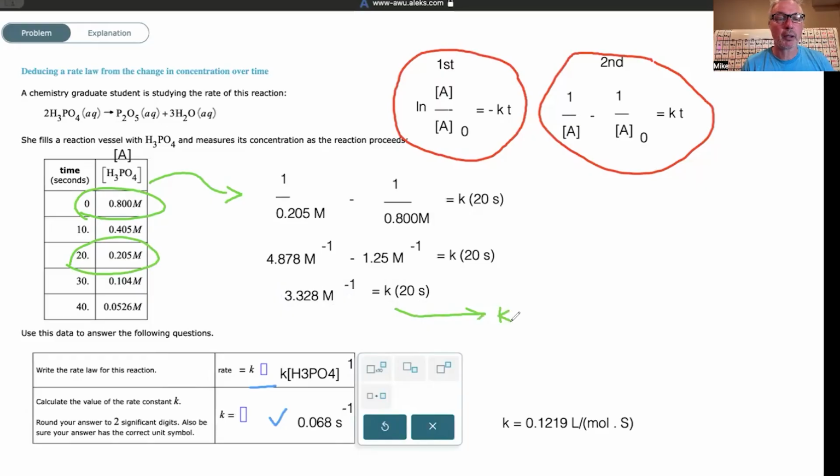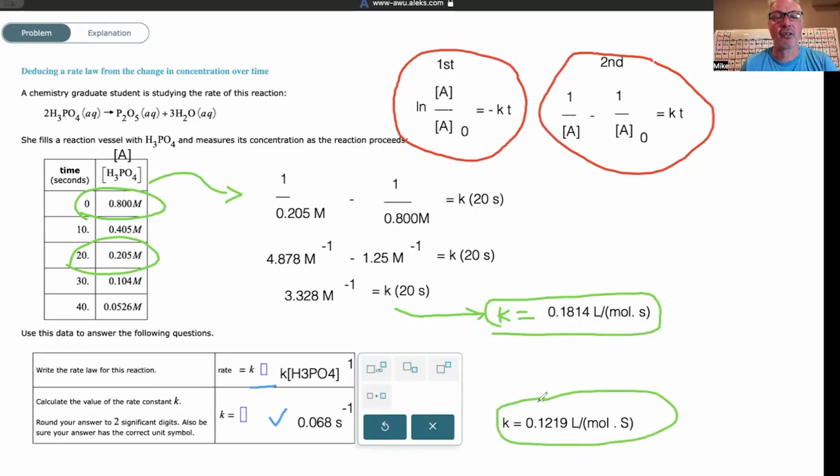K is going to be 3.628 divided by 20. And it ain't going to be 0.1219. As a matter of fact, it's much different. 0.18, which is way different than 0.12 something. Inverse molarity is liters per mole, so liters per mole per second. Seconds is lowercase, fat finger in there. So not the same value.